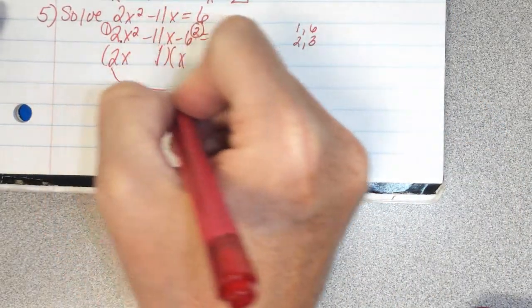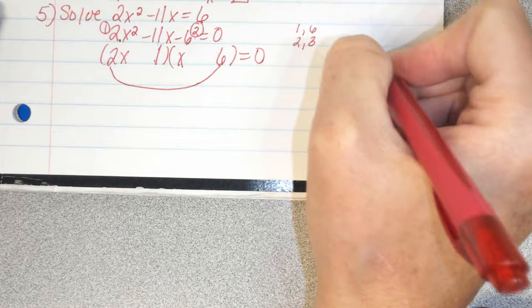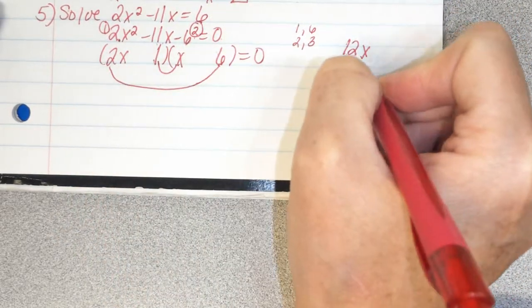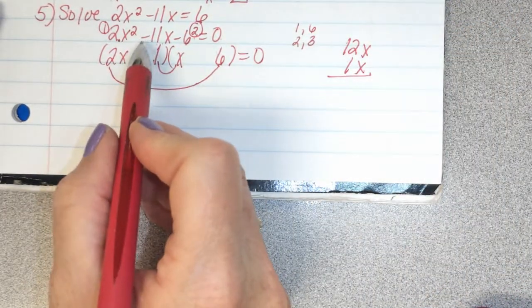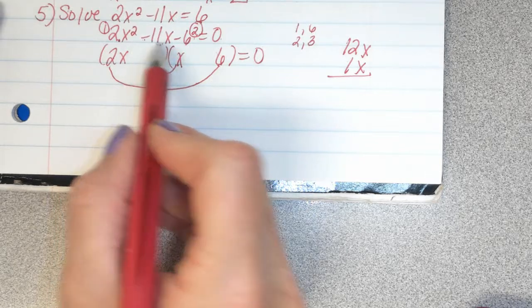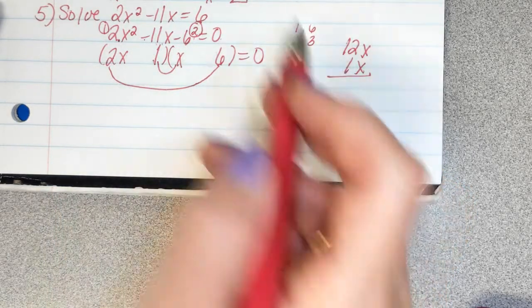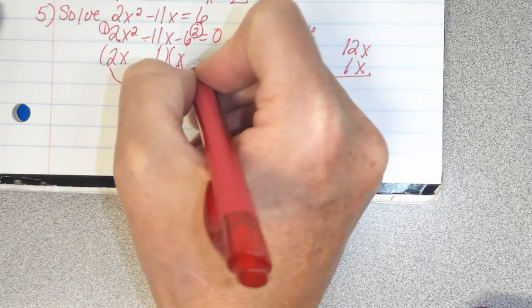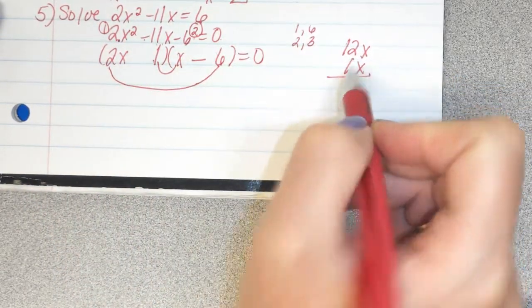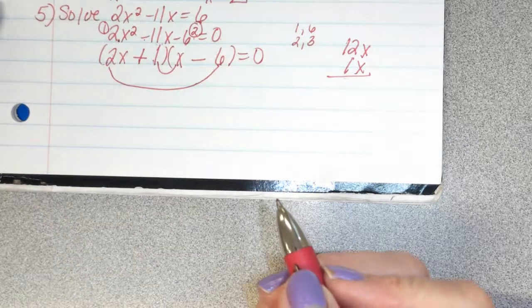Now check it. This gives me a 12x. This gives me a 1x. I'm trying to get a negative 11. Which one needs to be negative for that to happen? 12x must be negative. This is where my 12x is. Has to be negative. This one has to be positive.